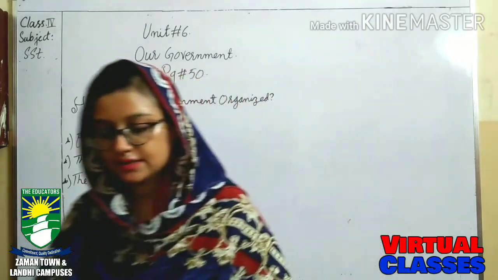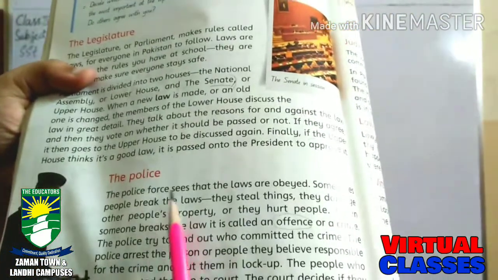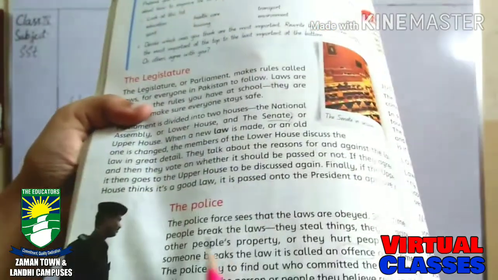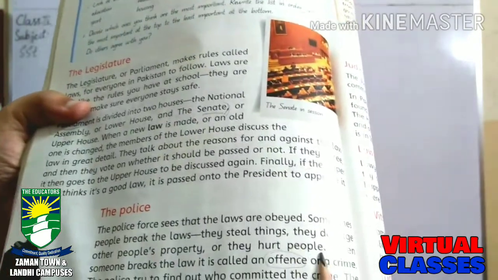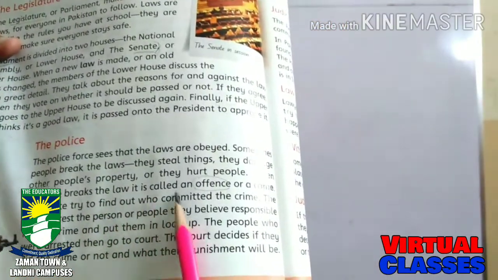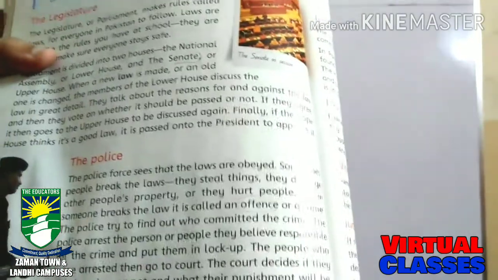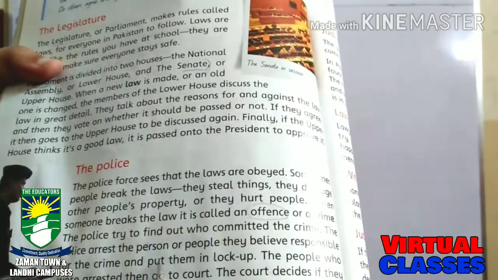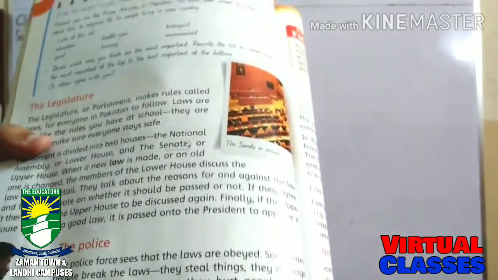You can see in this paragraph. The police force sees that the laws are obeyed. Sometimes people break the laws. They steal things, they damage other people's property, or they hurt people. When someone breaks the law, it is called an offense or a crime. The police try to find out who committed the crime. The police arrest the person or people they believe responsible for the crime. Like this, the police force sees that the laws are obeyed or not.